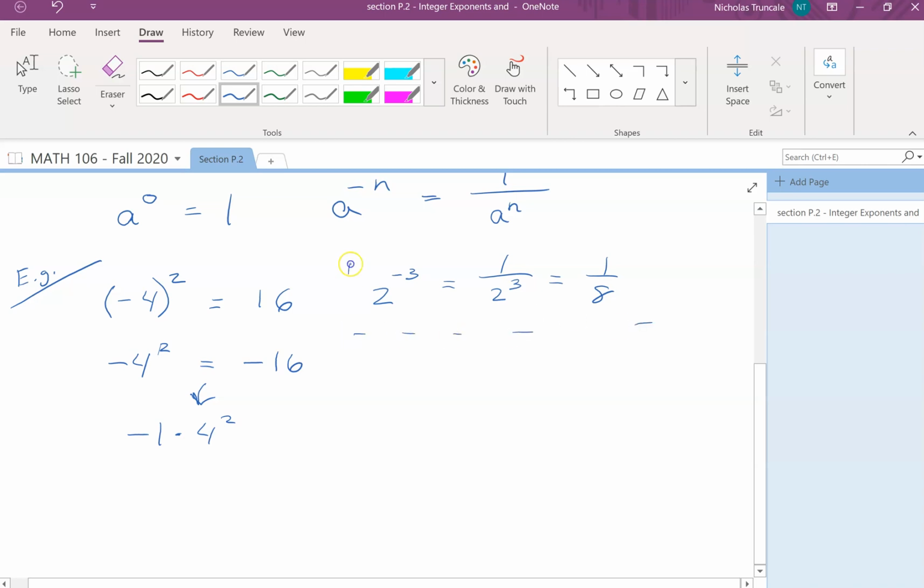Okay? All right, last example. If I have 16 there, how can I write that with an exponent? Okay, I could do 4 squared.